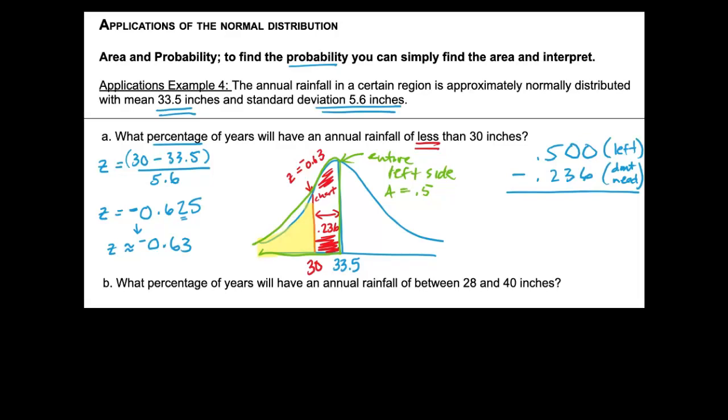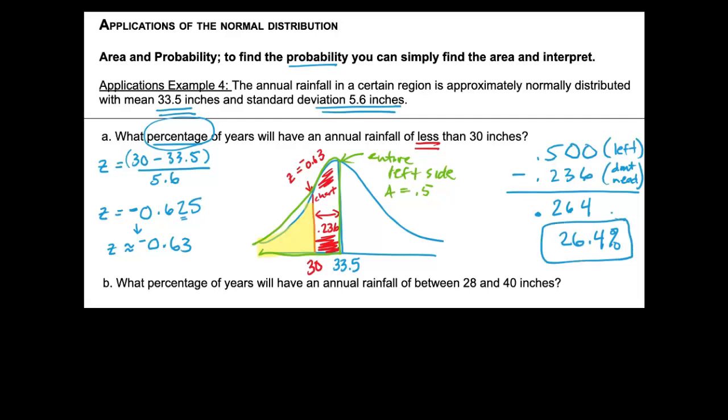And so if I subtract those two numbers, I get 0.264. And then this problem asks for a percentage, so I can just take that area and move that decimal 2 spots to the right to get a percentage of 26.4%.